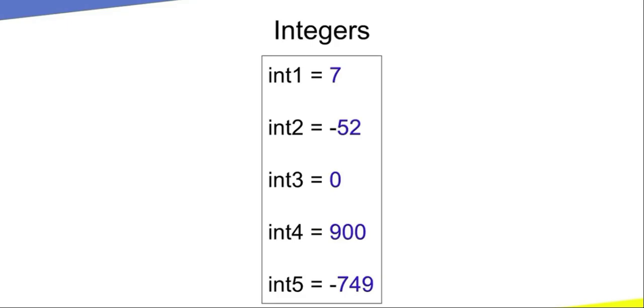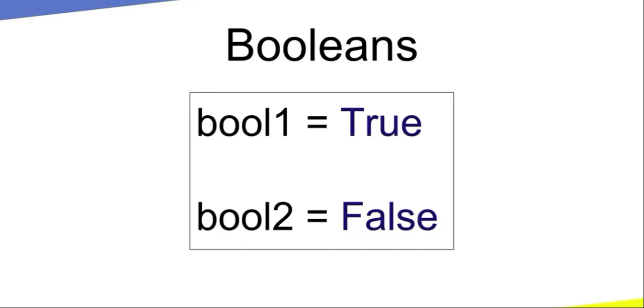Now let's come to the other part, boolean. Boolean can be either true or false. Do remember the initial T and F in the boolean.